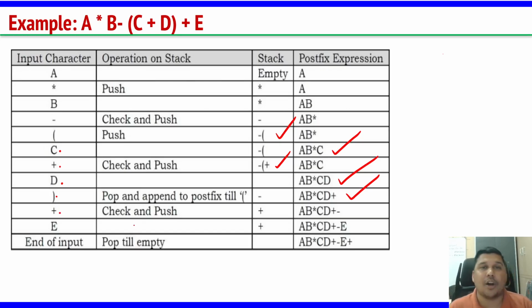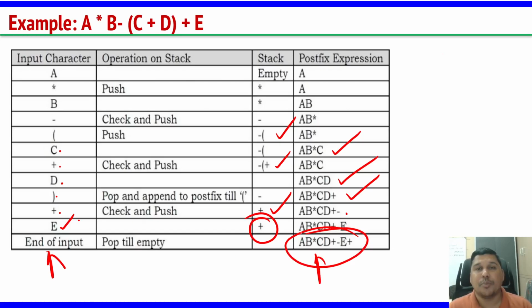Then again the operator plus came. So you have to compare this minus with this plus. If one has higher priority, then move that. If both have the same priority, then move this minus here and add this plus to the stack. So that's why the stack became plus and minus came here. Then the next character was E, so we have added E here. Once you reach the end of the string, pop out everything that is in the stack. You can push it like this. So this is the corresponding postfix expression.